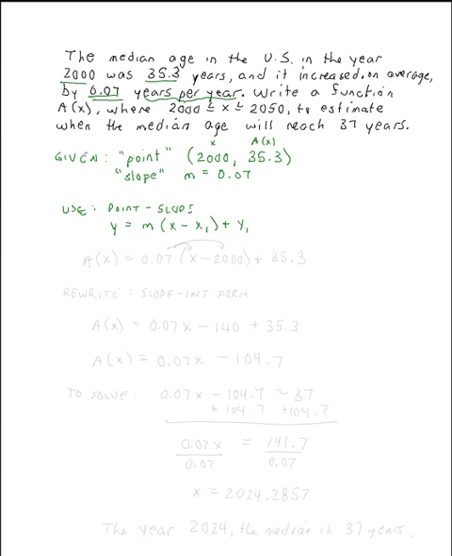So to create our function, we will have our function A of x is equal to our slope 0.07 times x minus, from our initial value, our x value of 2000, plus our initial y value, which was 35.3. That's point-slope form of a line.